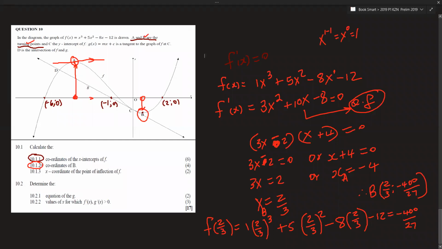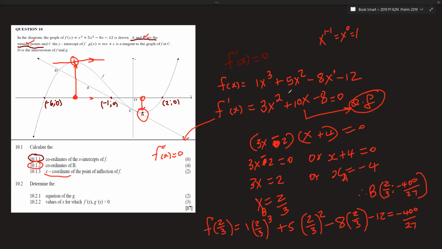10.1.3. Okay, 10.1.3, they want us to find the x coordinate of the point of inflection. Okay, so point of inflection, it's also a special point. We do the second derivative equals to 0. Turning point, first derivative equals to 0. Point of inflection, second derivative equals to 0.